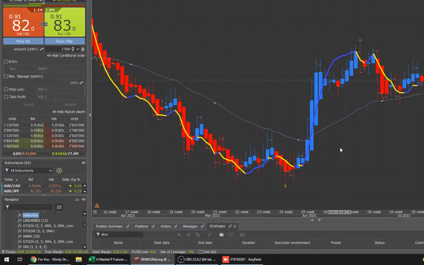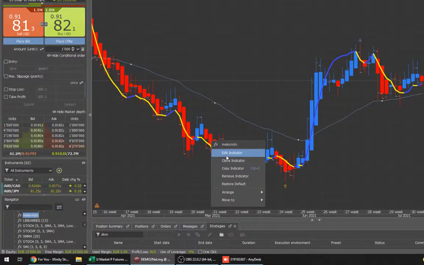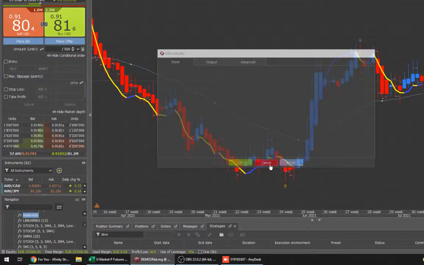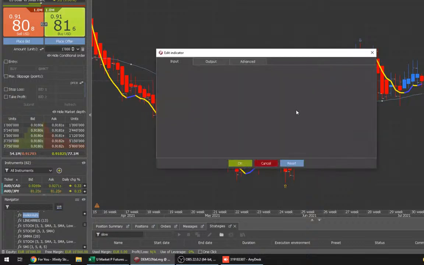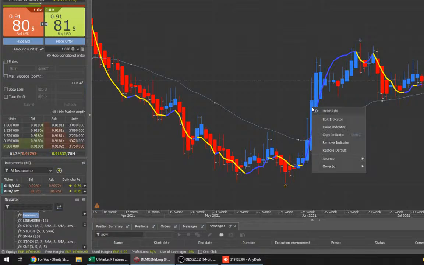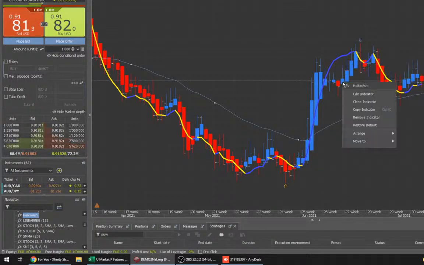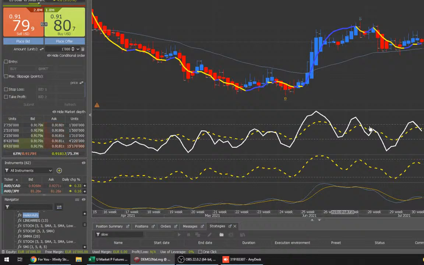Okay. Whoa, that's wild. I guess it has the Heikin Ashis in there, right? Edit indicators. So it has the Heikin Ashis still in there. Okay, and we want that to be green when it's going up. Edit indicator. Okay, no. Edit indicator. Oh, here we go. Restore default. No, that didn't do it either. Clone indicator, copy indicator, remove indicator, restore indicator. What happens if I hit restore? There we are. I like that.